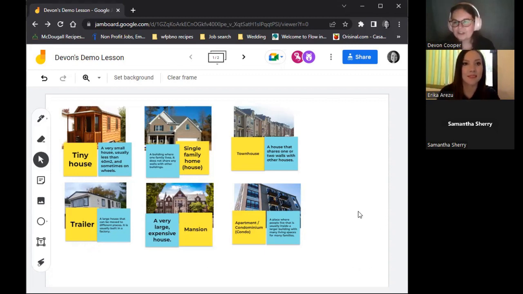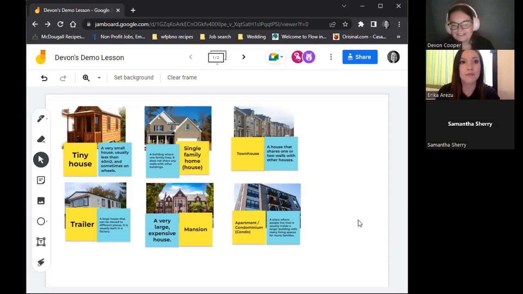If you guys had to choose one of these to live in, what would you choose? The single family house. Why do you pick that? Because I wouldn't share walls with other people, like more privacy. Yeah, that's a good point.